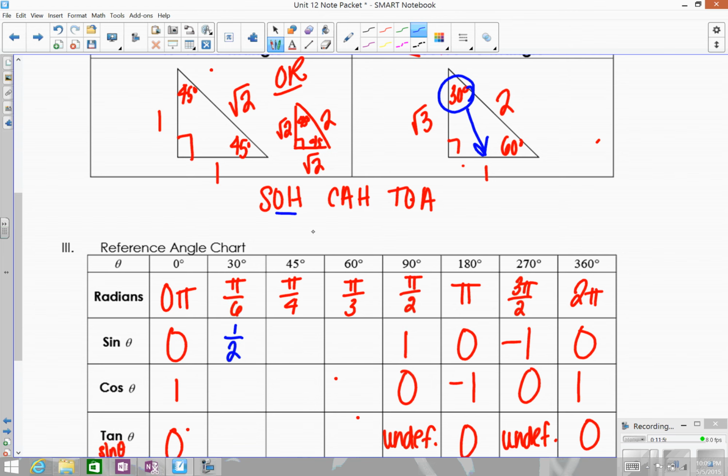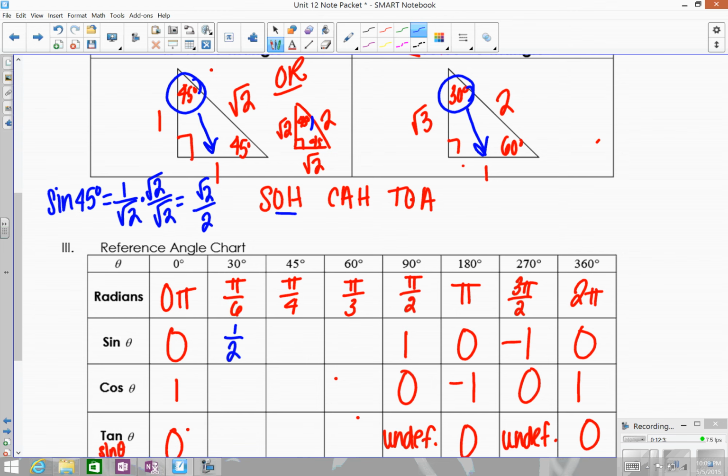Sine of 45, we go to this one. Pick any one of the 45s, doesn't matter. And we go opposite over hypotenuse. So if I do sine of 45 in this one as opposite over hypotenuse, what happens is you get a radical in the denominator and then you have to rationalize. So if you remember, rationalizing means you multiply the top and bottom by whatever the radical is in the denominator. So this becomes radical 2, and then in the bottom it becomes 2.